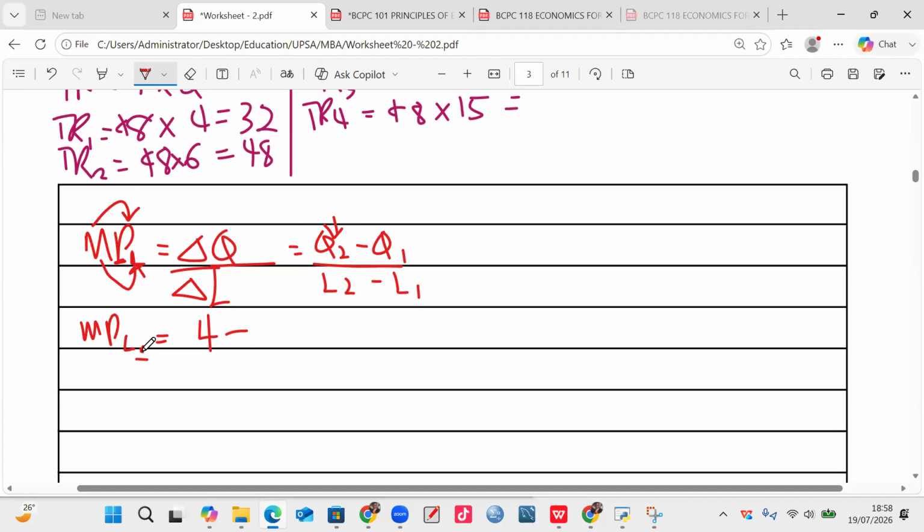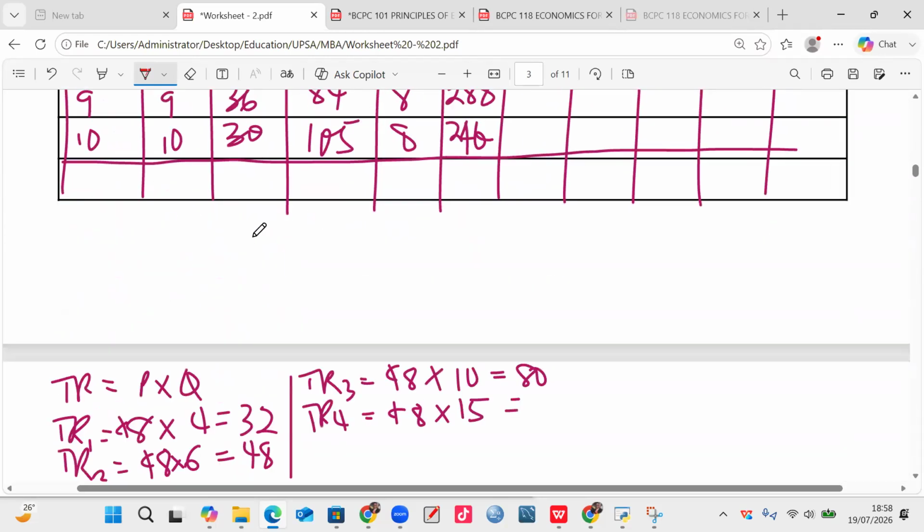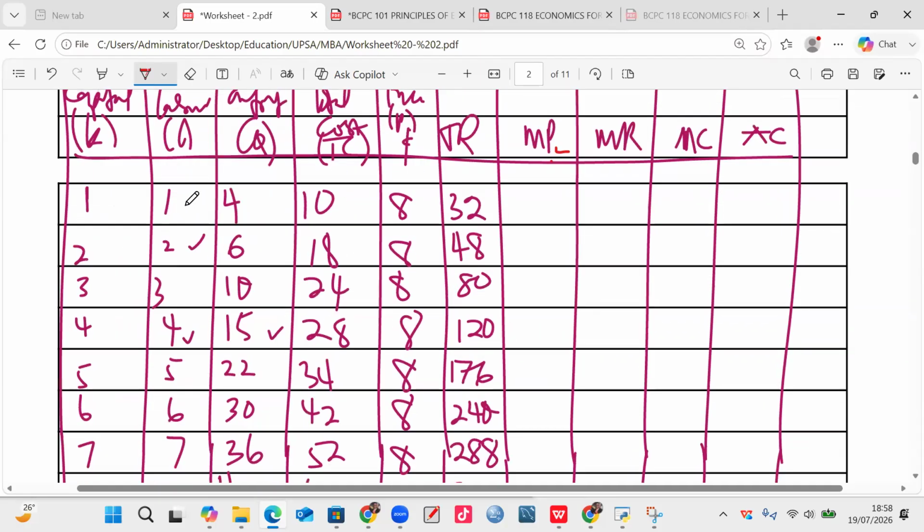So we are on labor 1 here. The current is 4. What is the previous? There was nothing, 0 over. Which current labor unit are we working on? We are working on labor 1. Is that correct?